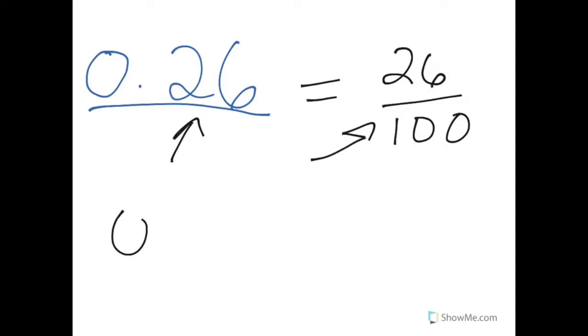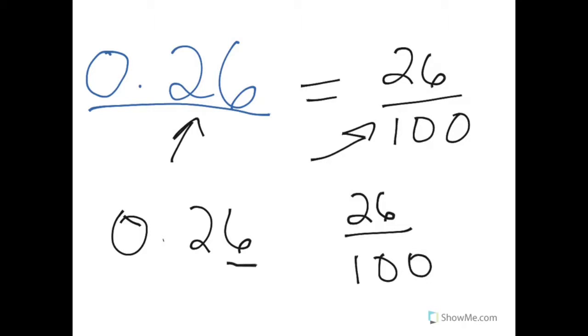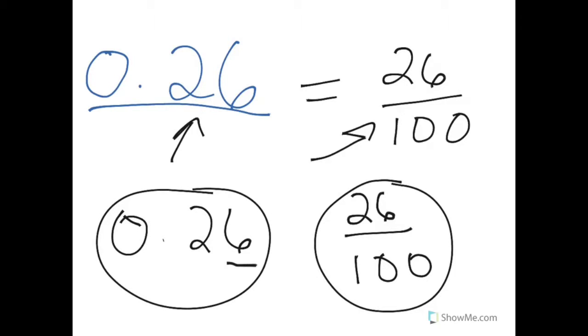Another way to look at it would be I have the decimal 0.26 or 26 hundredths. I'm going to write the number that I see, and then the digit to the farthest right, the place value to the farthest right, which is in the hundredths place, tells me what's right below. So this decimal, that fraction, same thing.